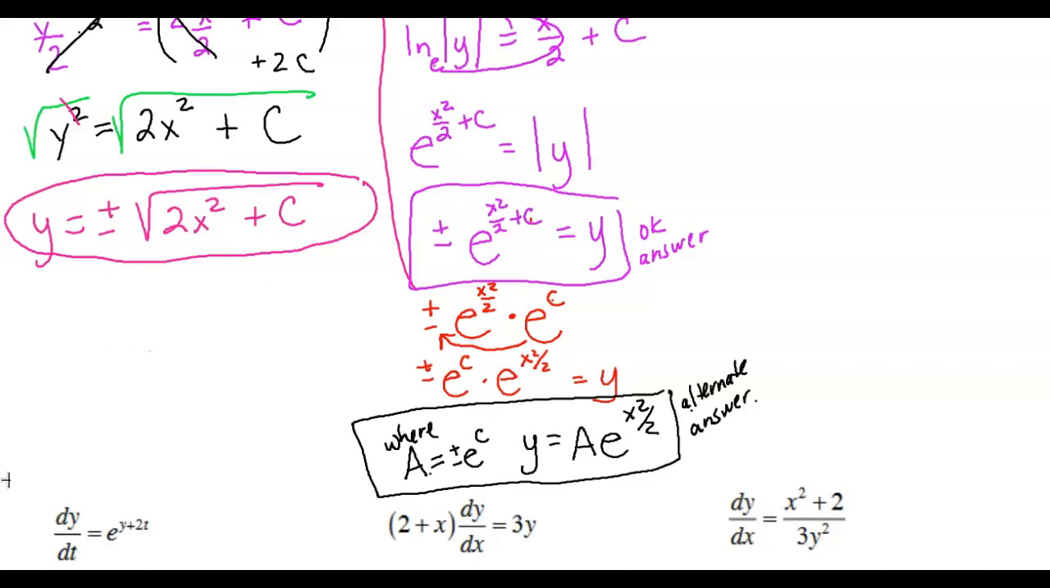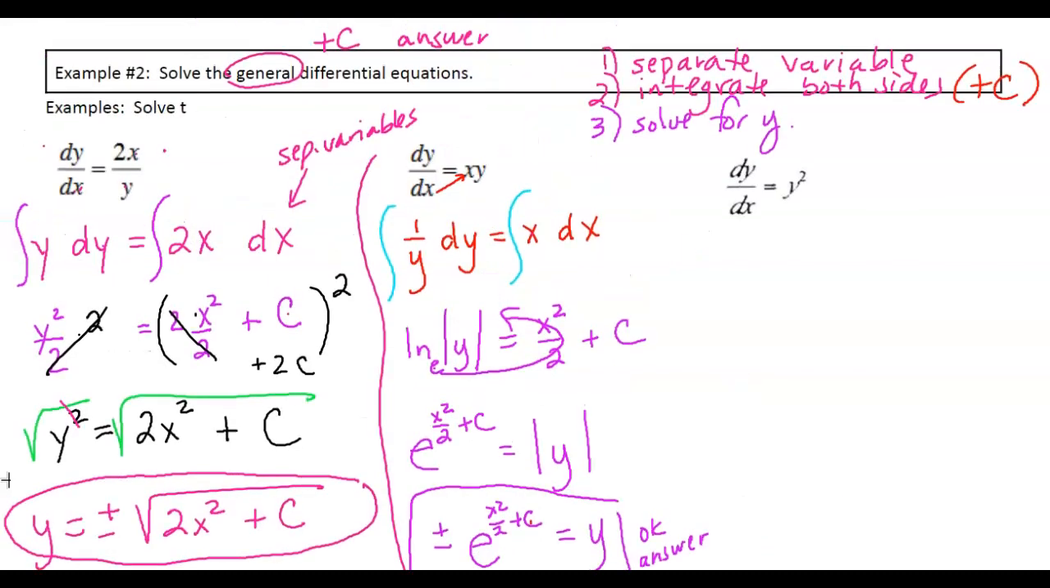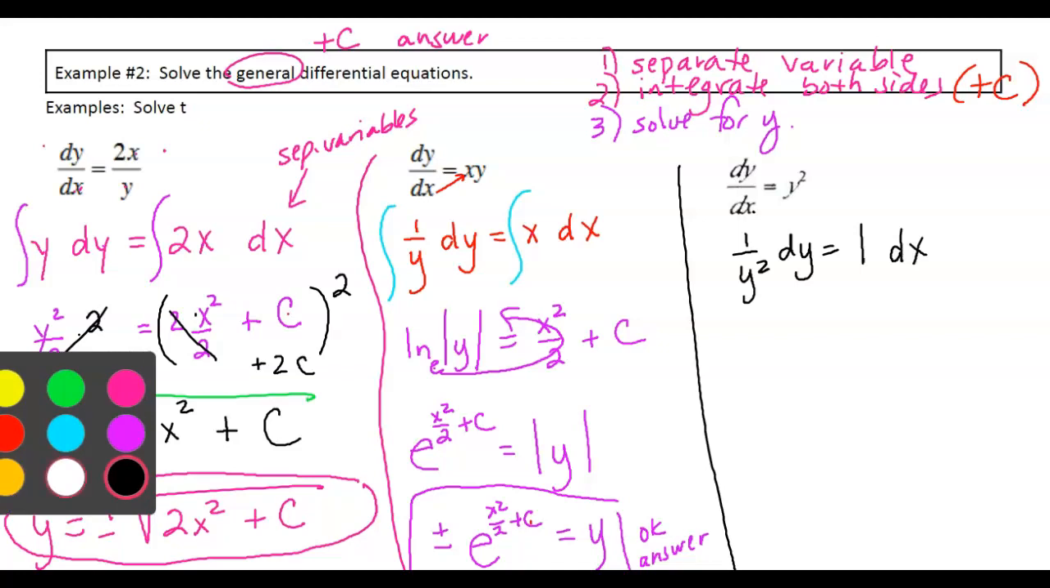All right. Example number 3. Well, there is no x term, so I'm going to go ahead and just multiply by dx and divide by y squared. So I get 1 over y squared equals, I'm just going to put a 1 there. I don't like leaving it blank. So I did separate the variables.